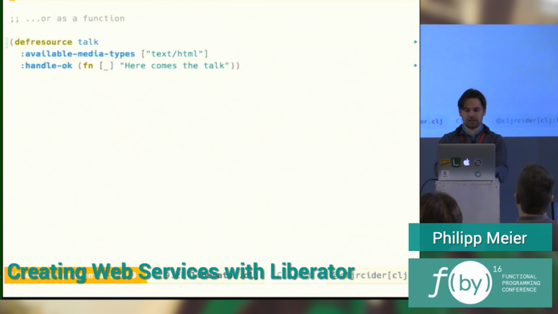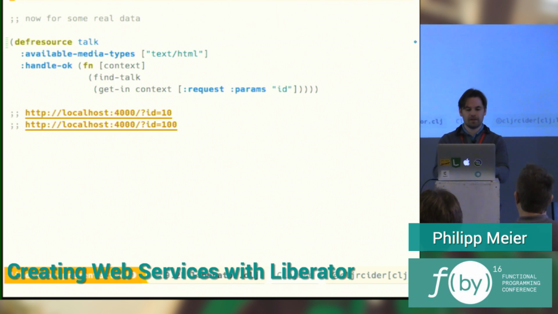In the handler function, you not only can return, like in this example, a fixed value, you can also declare a function. So you can react to different situations and actually do some real processing, because returning a constant value doesn't give you so much power. So for some real data, I've created a function find-talk, which is a fake database. And in the handle-ok function, we will use get-in, which is a deep lookup. In the context, we look up the request map, then the params map, and then the ID value, which is mapping from the query string ID. Pass this to find-talk and return the found data.